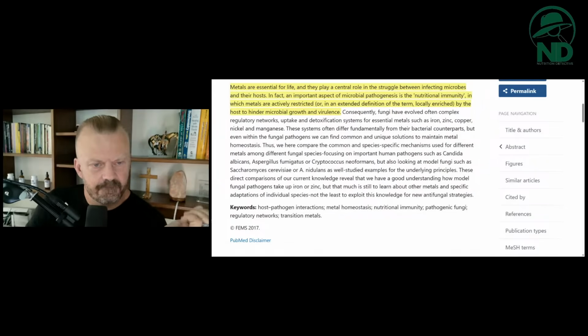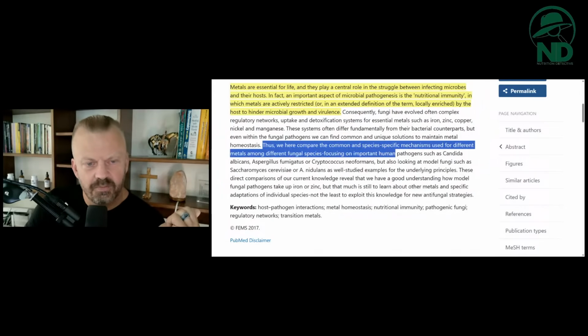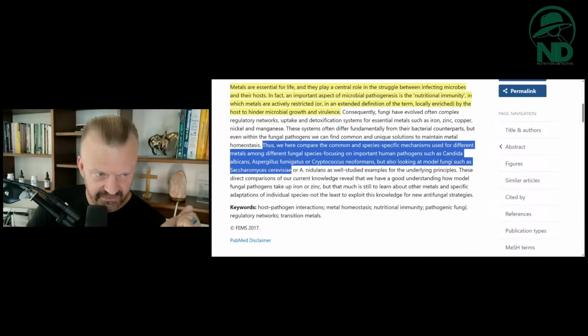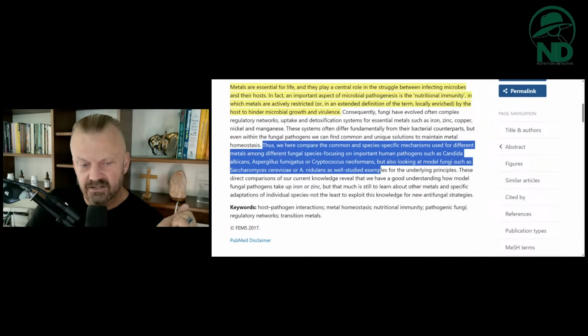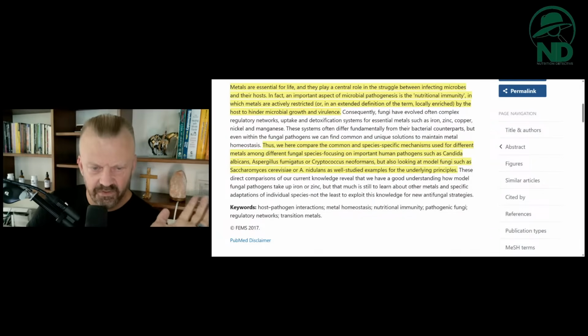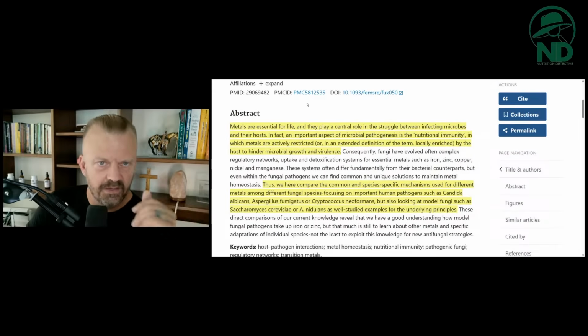So let's see. Thus, we compare the common and species-specific mechanisms used for different metals among the different fungal species, focusing on important human pathogens such as Candida albicans, Aspergillus fumigatus, or Cryptococcus neoformans, but also looking at model fungi such as Saccharomyces cerevisiae, that's brewer's yeast. I don't suggest you take yeast. Or A. nidulans as well-studied examples for the underlying principles. So this one is kind of really basic, but if you want to get the whole paper, you can.